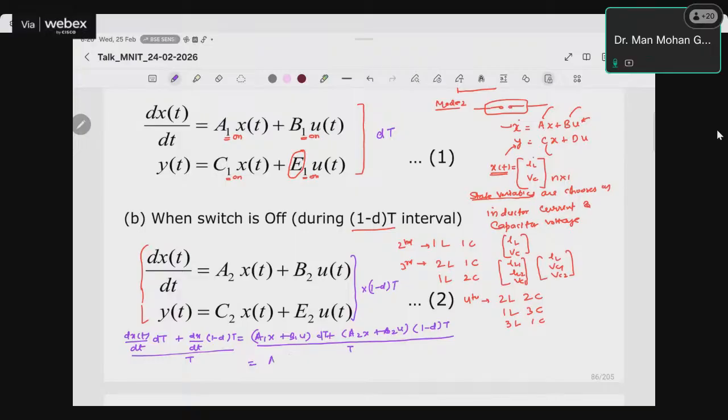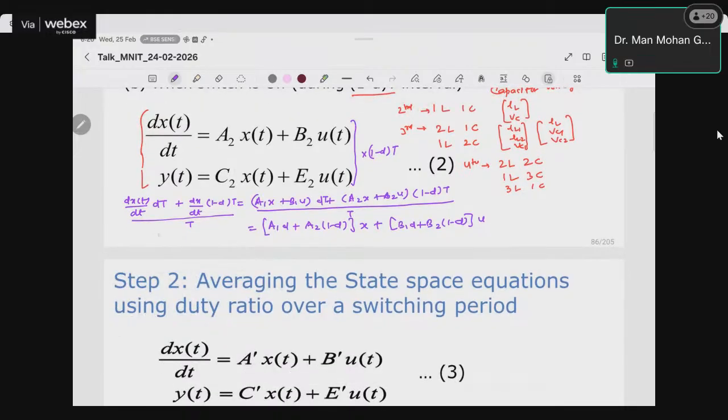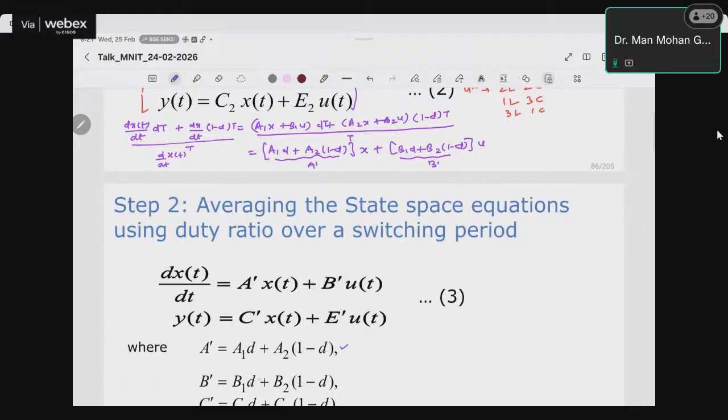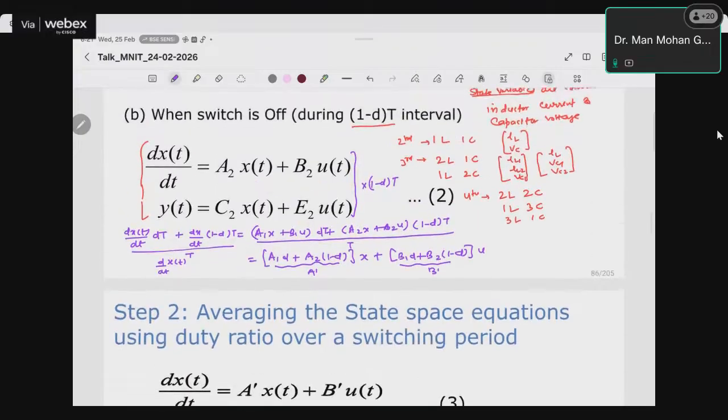So what is left here is (A1 d plus A2 (1 minus d)) into x plus (B1 d plus B2 (1 minus d)) into u. Here, for the output, y into d plus y into (1 minus d); since d plus (1 minus d) becomes 1, it becomes only dx/dt. Now this term I denote with A dash and this term with B dash. So dx/dt equals A dash x plus B dash u, where A dash is A1 d plus A2 (1 minus d), and B dash is B1 d plus B2 (1 minus d). Similarly, I can write it for y.